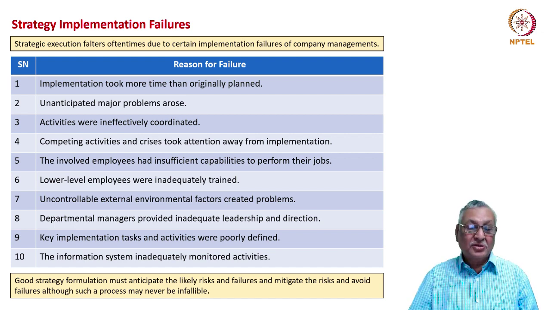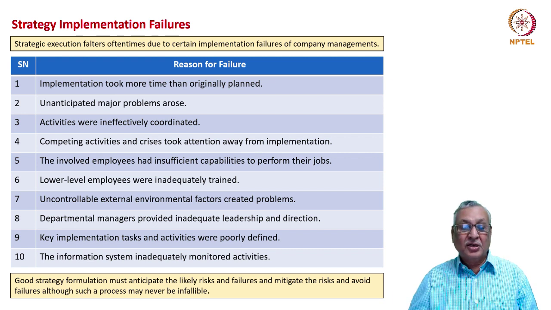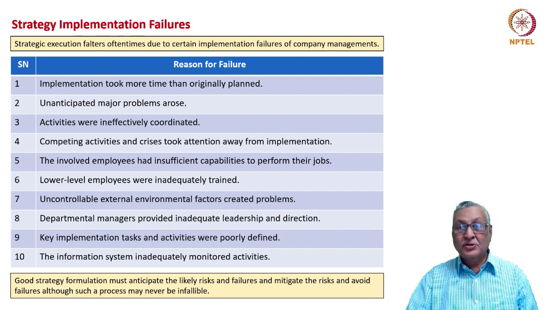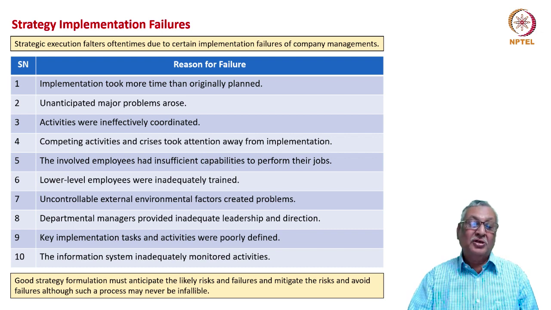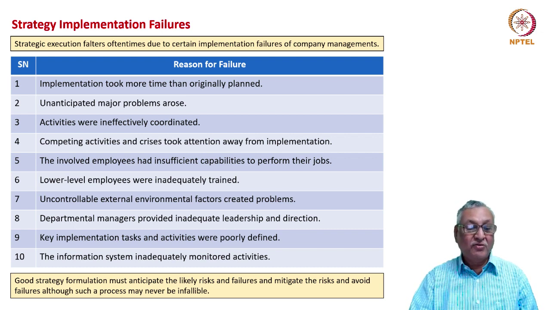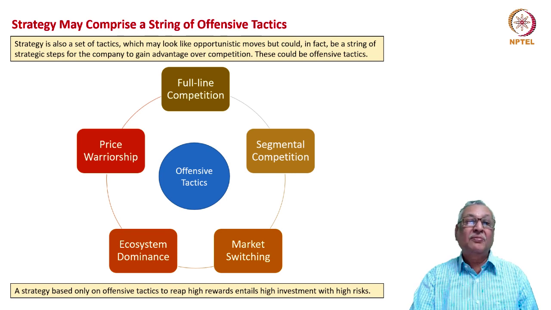And when we talk about the solid information system, it could vary from the simple Gantt chart to complex data analytics framework. Another important aspect of strategy implementation is that we should anticipate the likely risks and failures and keep them monitored continuously. We should do whatever it takes to mitigate the risks and avoid failures, even though such a process may be infallible. Strategies typically comprise a string of offensive tactics.